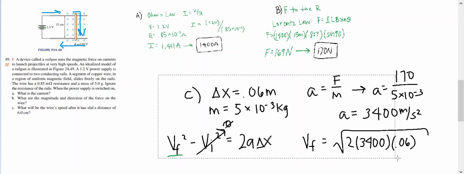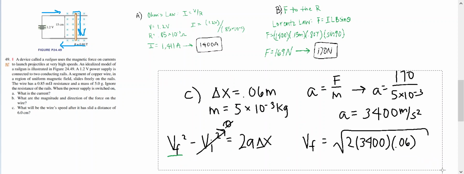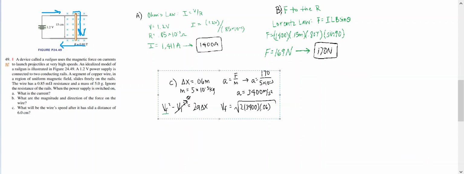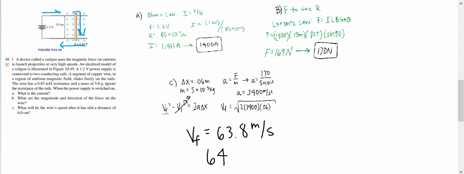Now if we multiply all of this out, take the square root of things, we get a final value of 63.8 meters per second. However, remember your significant figures. We need to convert that to 64, or round it to 64 meters per second. That's our final answer for part C.